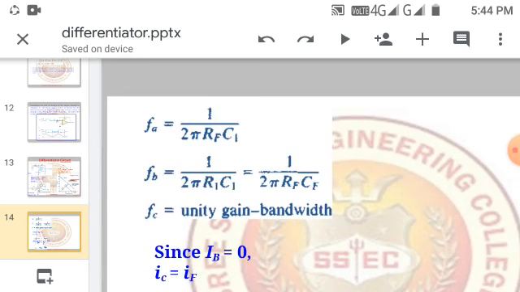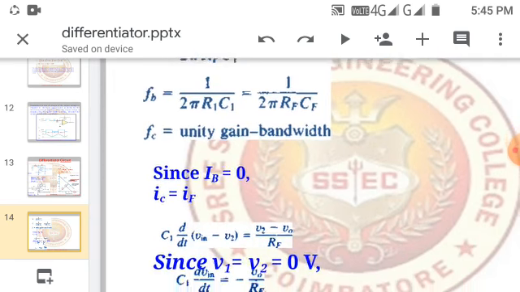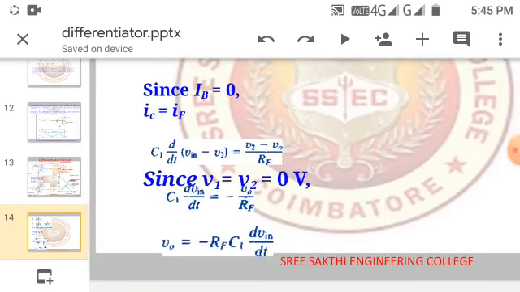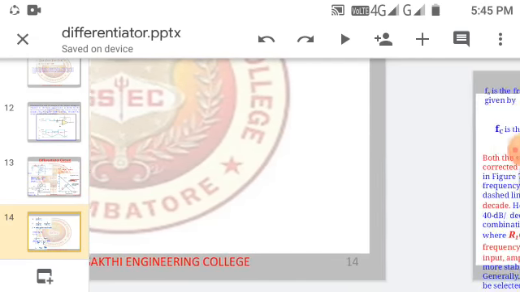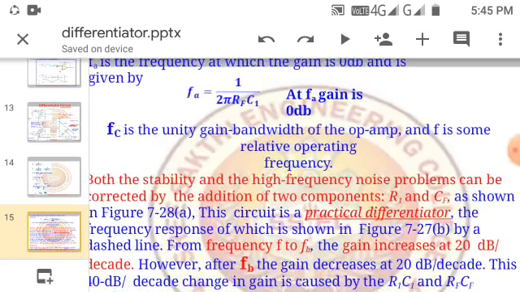That is, we have to assume R1 C1 equal to R F C F, where FC is the unit gain bandwidth. And since IB equal to 0, IC equal to IF, so we can get V out equal to minus R F C1 dV in by dt. That is the output voltage for the differentiator. So FA is the frequency at which the gain is 0 dB, and it is given by FA equal to 1 by 2 pi R1 C1.